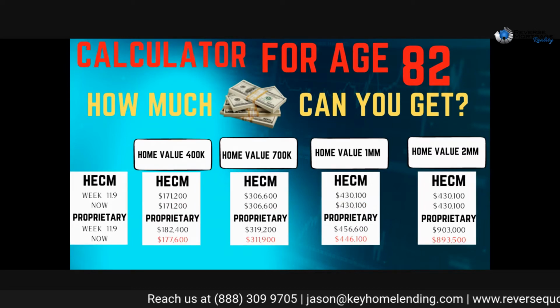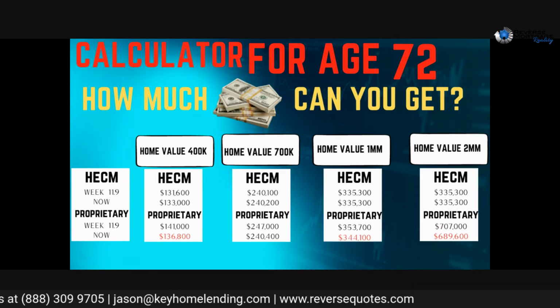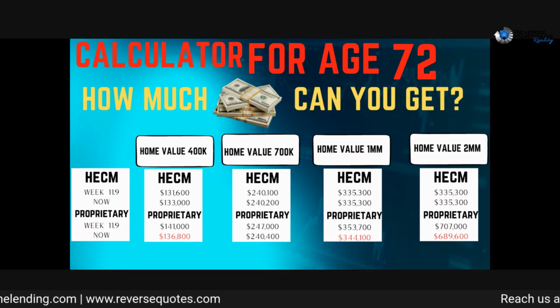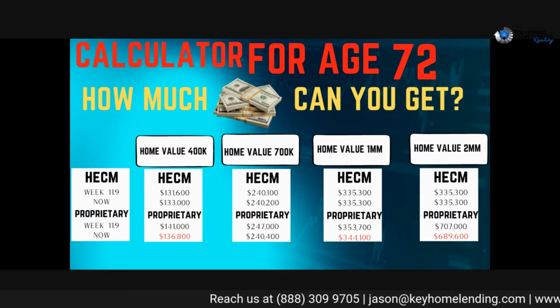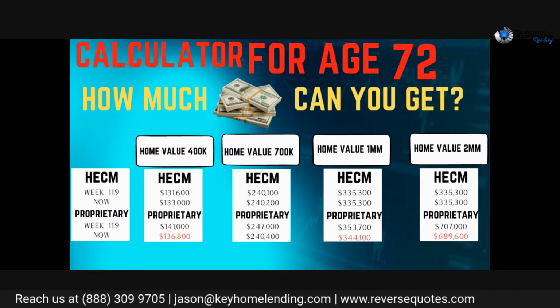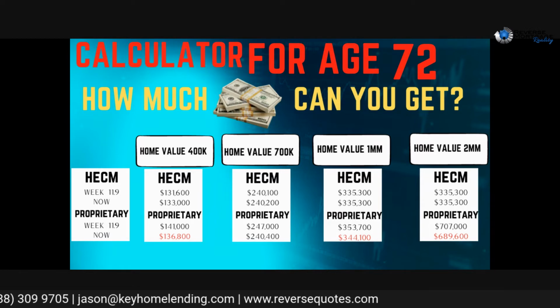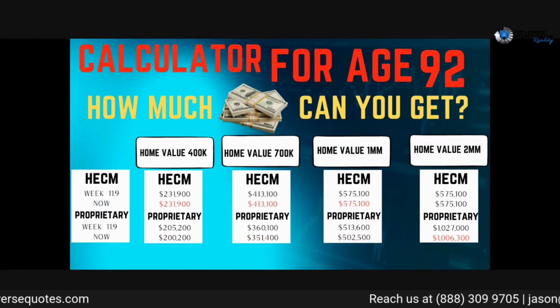For 62, 72, and 82-year-olds, you can see that the winner is in red. So for example, if we look at a 72-year-old with a $1 million home value, we can see that the proprietary at 344,100 is giving more than the HECM at 335,300. So if you need to max out your cash, the proprietary is still going to help you a little bit more, but that's why you see red. I forgot to tell you that in the beginning. So let's get back to 92.